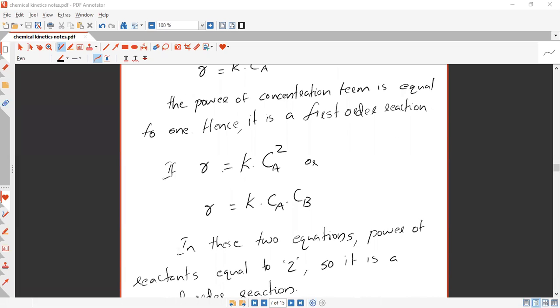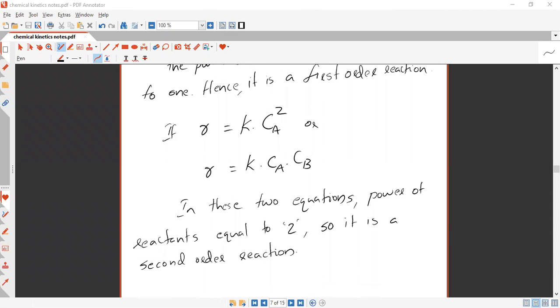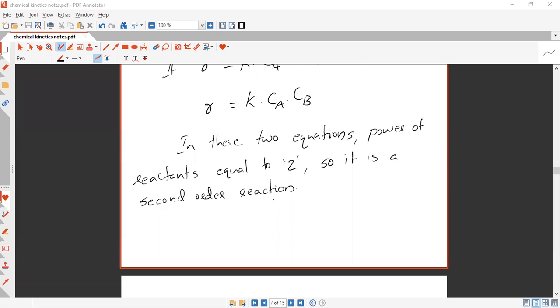If K is the rate constant and R is the rate of reaction, R is equal to K into Ca square, or R is equal to K into Ca into Cb. Here, in Ca square, the power of the concentration term is 2. Here the sum of the powers, Ca raised to 1 and Cb raised to 1, is 1 plus 1, which is equal to 2. So this follows second order. All these equations are second order reactions.